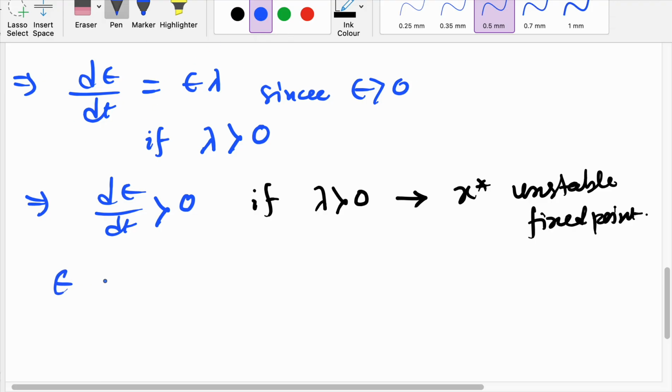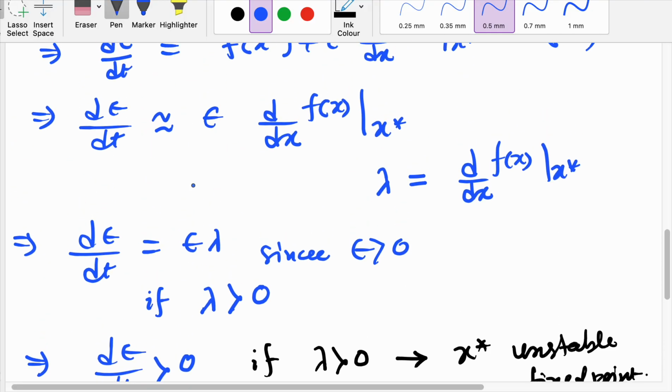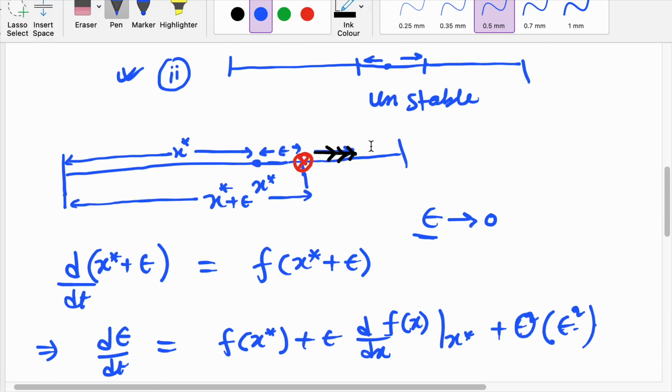So it will come out as epsilon equal to some epsilon 0 e to the power lambda t. So if lambda is greater than 0, epsilon will increase, that means velocity is in this direction, my system will always go far away, move away from the fixed point.